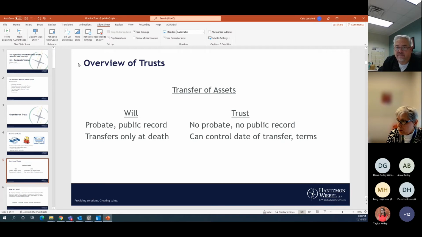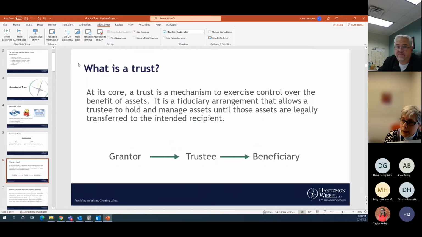So now that we understand why trusts are important, let's go ahead and talk about the features of a trust. I think it's most important for us to begin with what exactly a trust is. At its core, a trust is a legal document, and it's a way to exercise control over when you transfer assets, how you transfer assets, and to whom you transfer assets. Those three features really help. It is a fiduciary arrangement, however. It allows a trustee to hold and manage your assets until those items are legally transferred to the intended recipient.